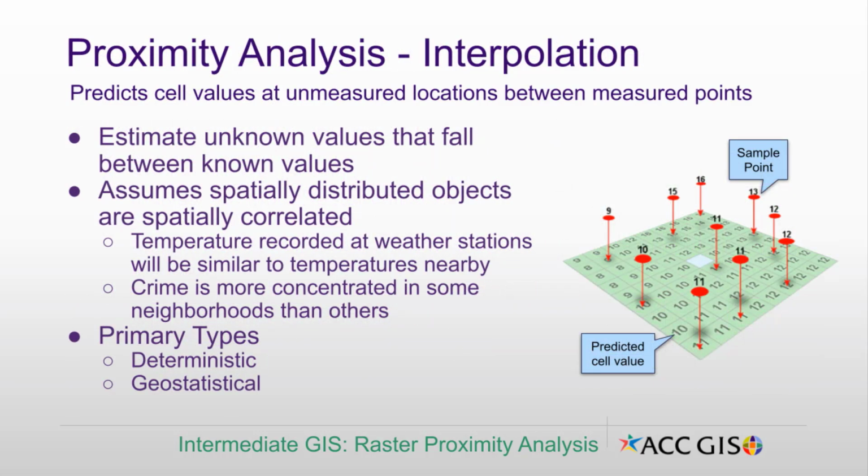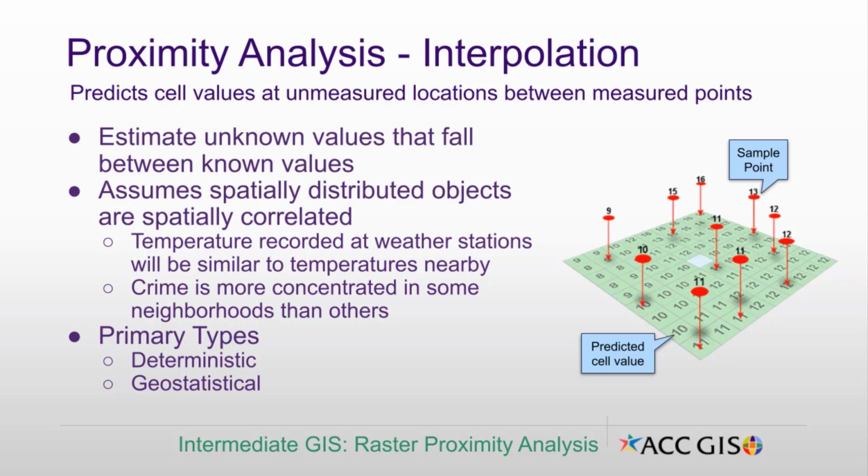We use interpolation to predict cell values at unmeasured locations between measured points. So we estimate unknown values that fall between known values. If you look at the example on the right, you can see that my input known values are a point data set with values assigned to them. And I utilize that to interpolate or predict the values between the sample points to create a continuous raster data set in this case. So if you look at the lower right-hand corner of the raster data set, I've got two sample points, 10 and 11, and the geoprocess interpolates the values between those known points, the same as between sample points 9 and 10.